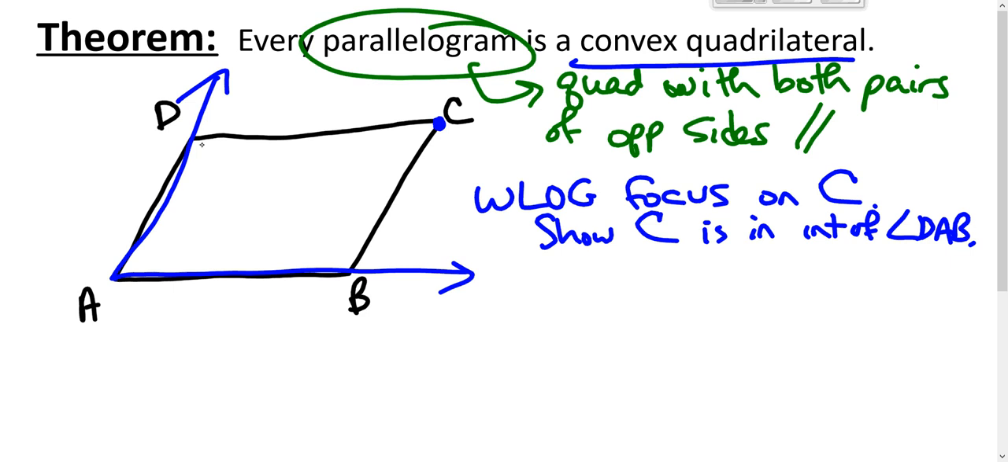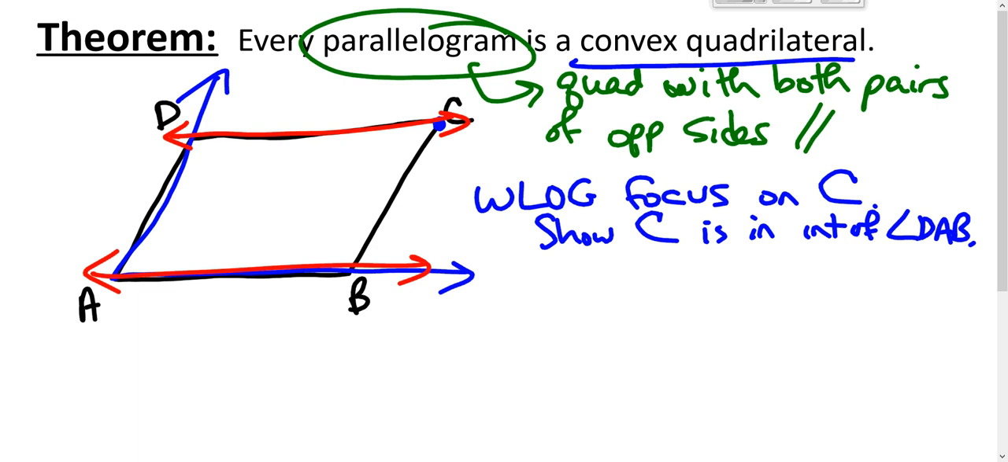So first, we look at the fact that DC and AB are parallel because they are opposite sides of a parallelogram. C has to be on the D side of AB. C and D have to be on the same side of AB. If C and D were on opposite sides of AB, then the segment between C and D would intersect line AB. But that's not what happens. CD is parallel to AB. It does not touch AB. And if the line doesn't touch, the segment doesn't touch, so C and D must be on the same side of AB.